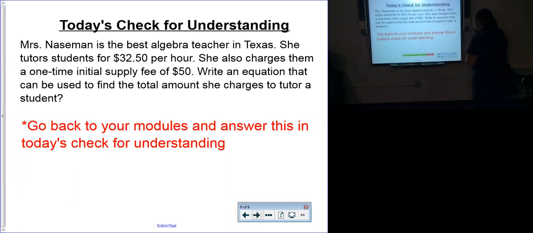So for today's check for understanding, this right here is going to be your word problem. I want you to go ahead and write the equation for it. Go back into your module. In your module, there's going to be another check for understanding that has the same exact word problem that you're going to go ahead and type your equation into. All right? That's all you got to do. Go to your check for understanding, read through this word problem, type in your equation, and submit. And then you are done for today.